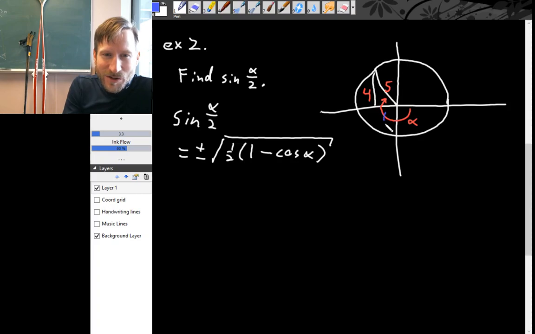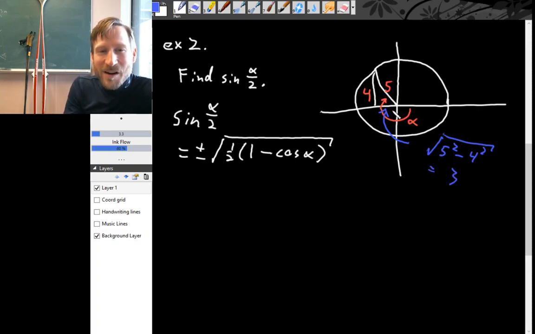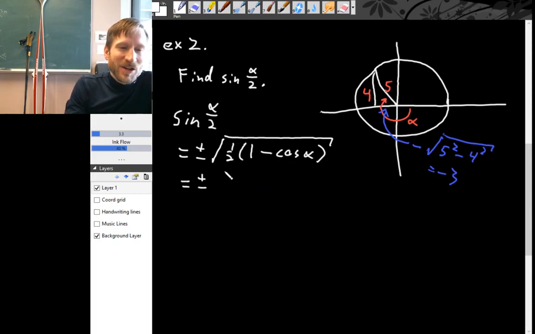So we need to use the Pythagorean theorem to figure out what this bottom side is. And of course, we're looking at a 3, 4, 5 triangle here. So the square root of 5 squared minus 4 squared turns out to be 3. But because alpha is in the second quadrant, this had better be negative. Okay. So now we can use this diagram to write down the cosine of alpha. So we get plus or minus the square root of 1/2 times 1 minus cosine alpha.